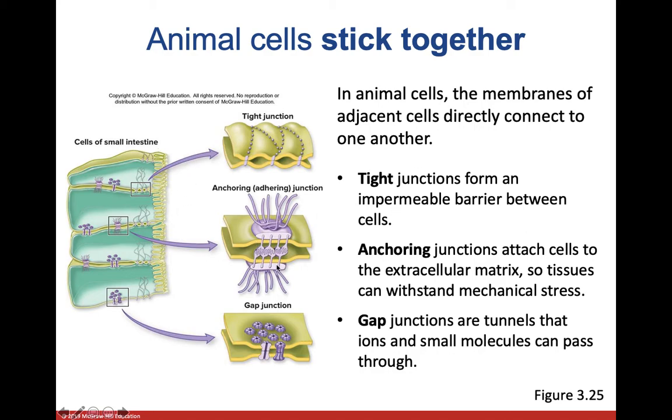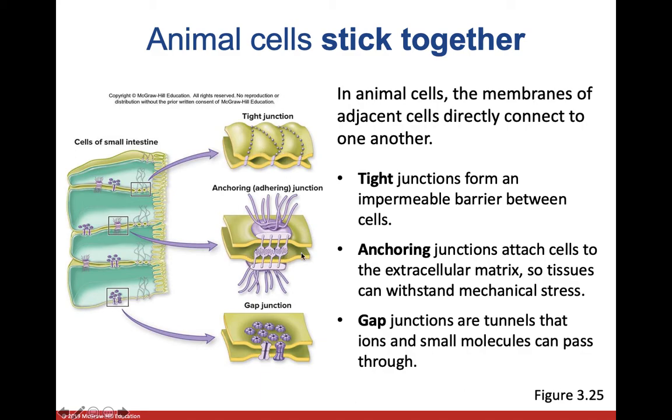There is also something called an anchoring junction. And an anchoring junction attaches the cells together on the outside. It's essentially like holding out your hand and your neighbor holding out your hand, and you grab each other's hands and hold on to each other's hands. It's not quite as strong as if you were glued to your neighbor, but still a pretty strong bond.